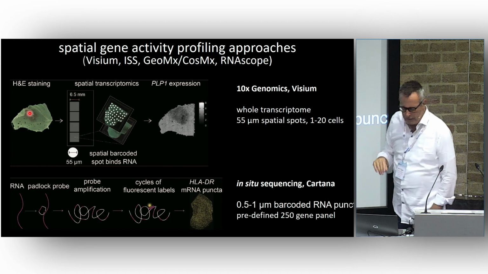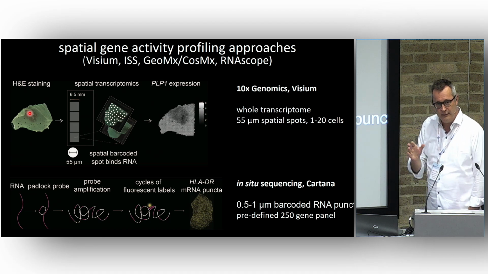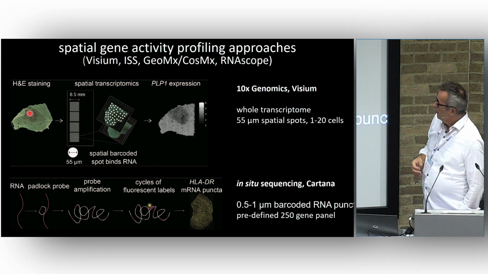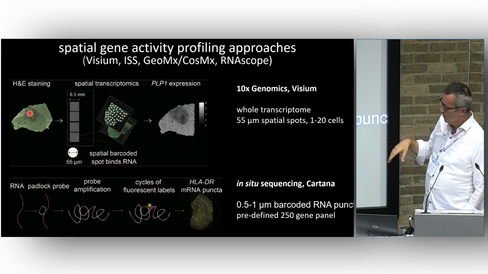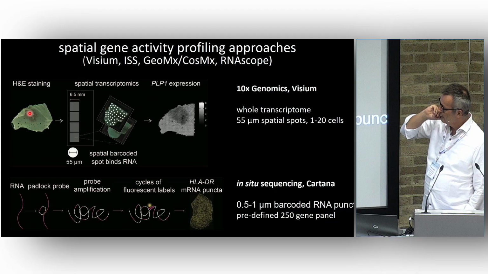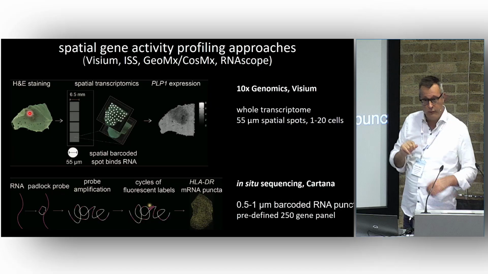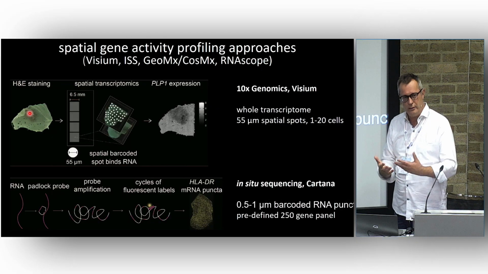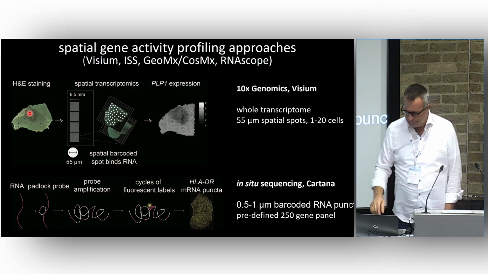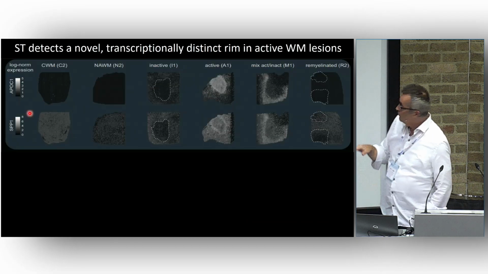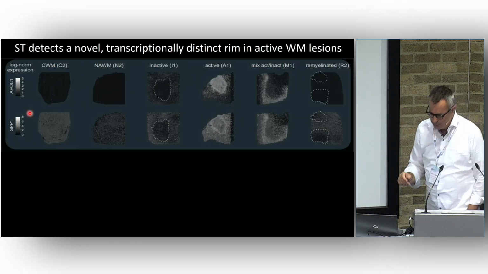So that means it's not single cell resolution, it's 1 to 20 cells in each spot. To tackle that, what we also did is that we designed a 250 probe gene panel based on the Visium data, and we used these probes to validate our data, and in situ sequencing is single cell resolution. So we could go back to the tissue, do in situ sequencing, and check in which cell types these genes were dysregulated.